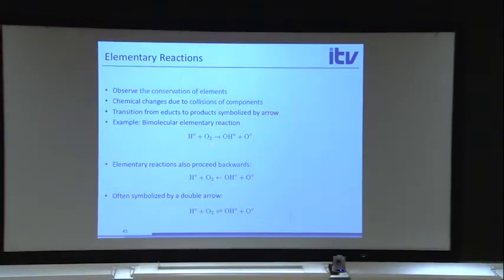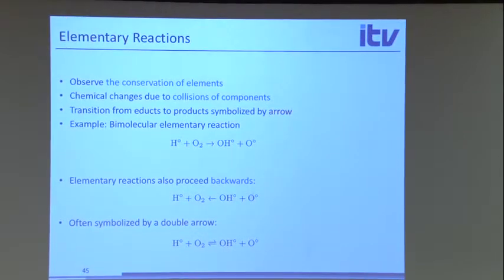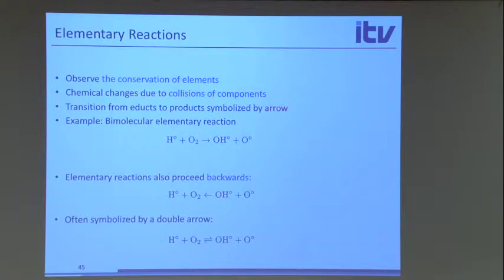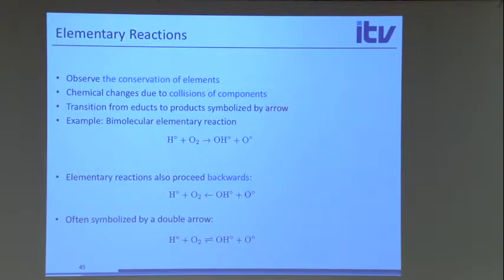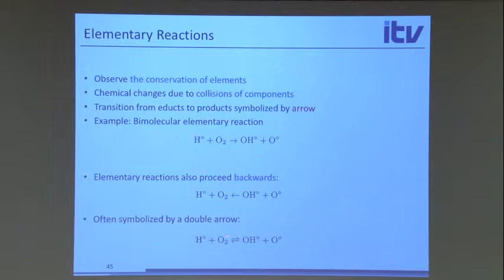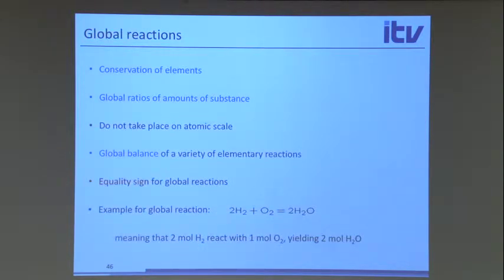In this course, we usually use arrows to denote elementary reactions. They go in both ways, forward and reverse. And the rates of the forward and reverse reactions, we'll see this later, are related by thermodynamics. We often just use a double arrow. Global reactions just give you basically conservation of elements, global ratios. They don't actually take place. And here we usually use an equal sign to denote this is a global reaction and not an elementary reaction.